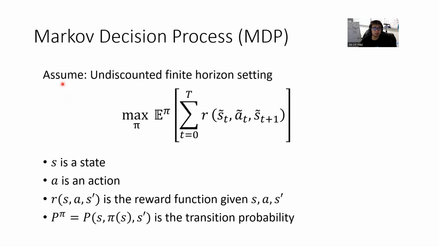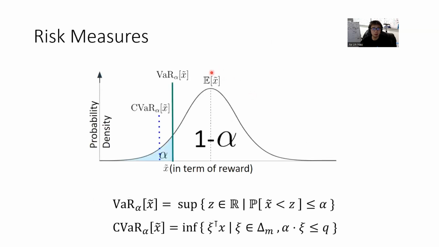The setting we assume in our paper is undiscounted finite horizon. However, a lot of the theorems can be extended to discounted infinite horizon. Beyond expectations, we will be focusing on VaR and CVaR for this presentation, but in the paper, there is analysis on EVaR as well.